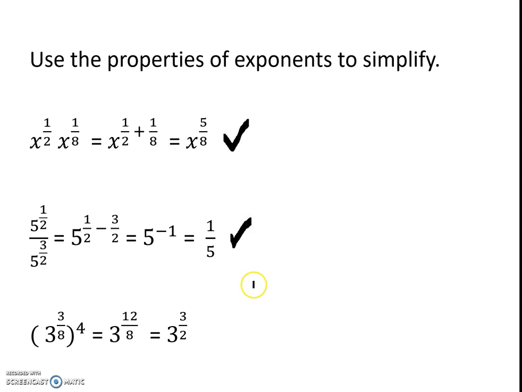5 to the first is 5, and again, that negative puts it under 1, so our answer is simply 1/5. We have 3 to the 3/8, the whole quantity to the 4th. Then we multiply that 3/8 times 4, and we get 3 to the 12/8, which if we take 4 into both of those, we find that it's 3 raised to the 3/2.